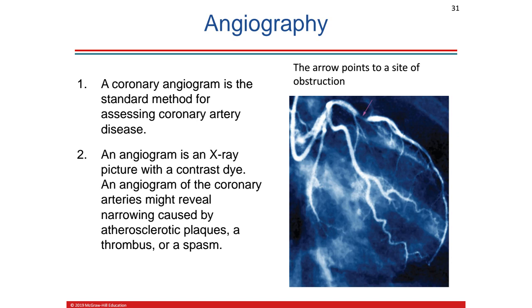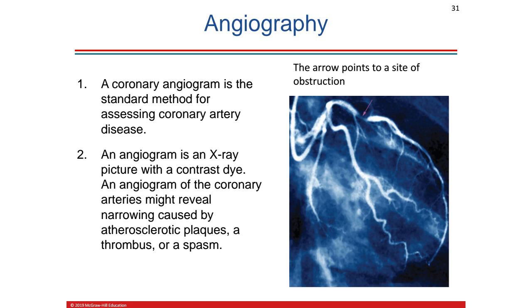In order to assess the health of the coronary arteries, an angiogram can be performed. This is a standard method for assessing coronary artery disease. To do an angiogram, a catheter is inserted through a brachial artery or another major artery, and it's threaded all the way to the heart. And then an electron-dense dye, such as iodine, is injected into the coronary arteries. And then a technique called fluoroscopy is used to image in real time the interior of the heart.